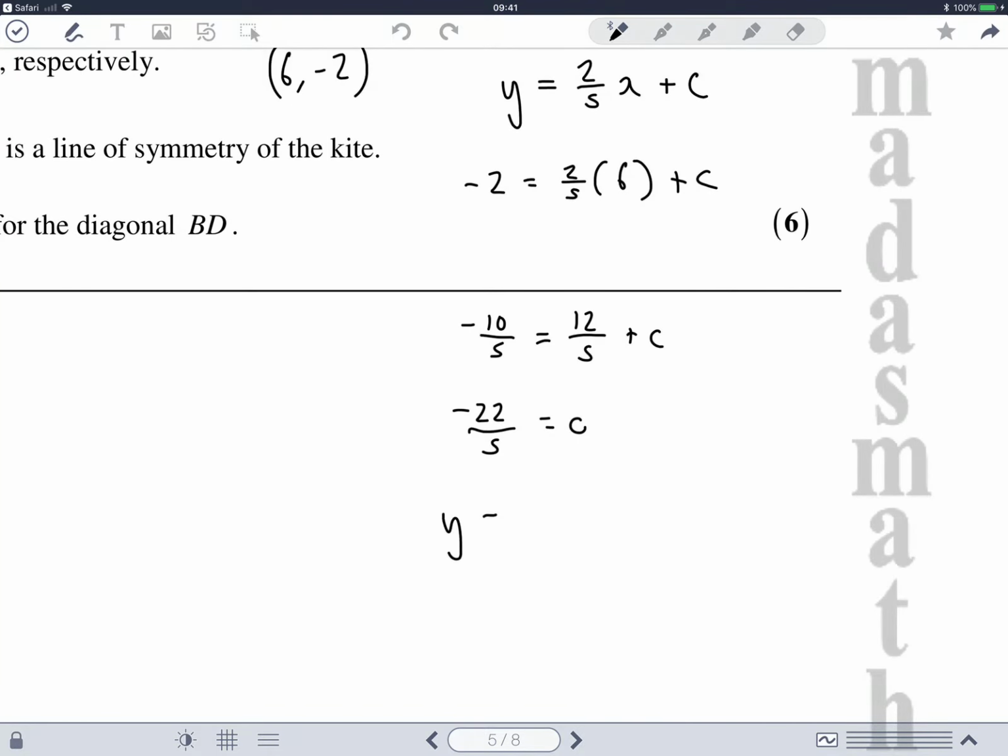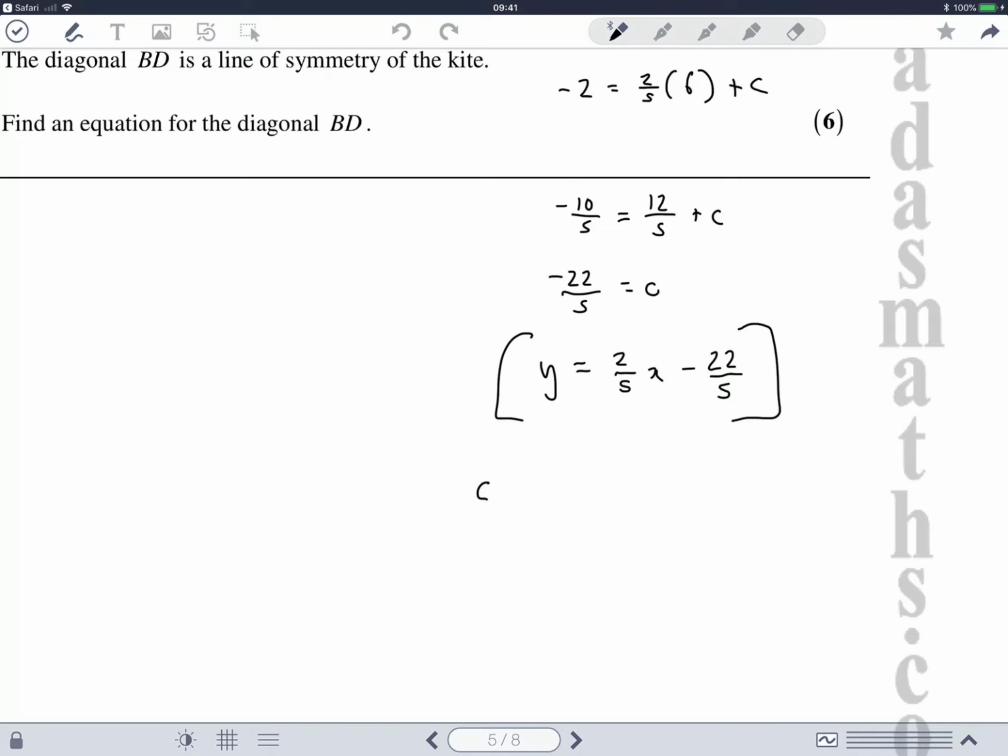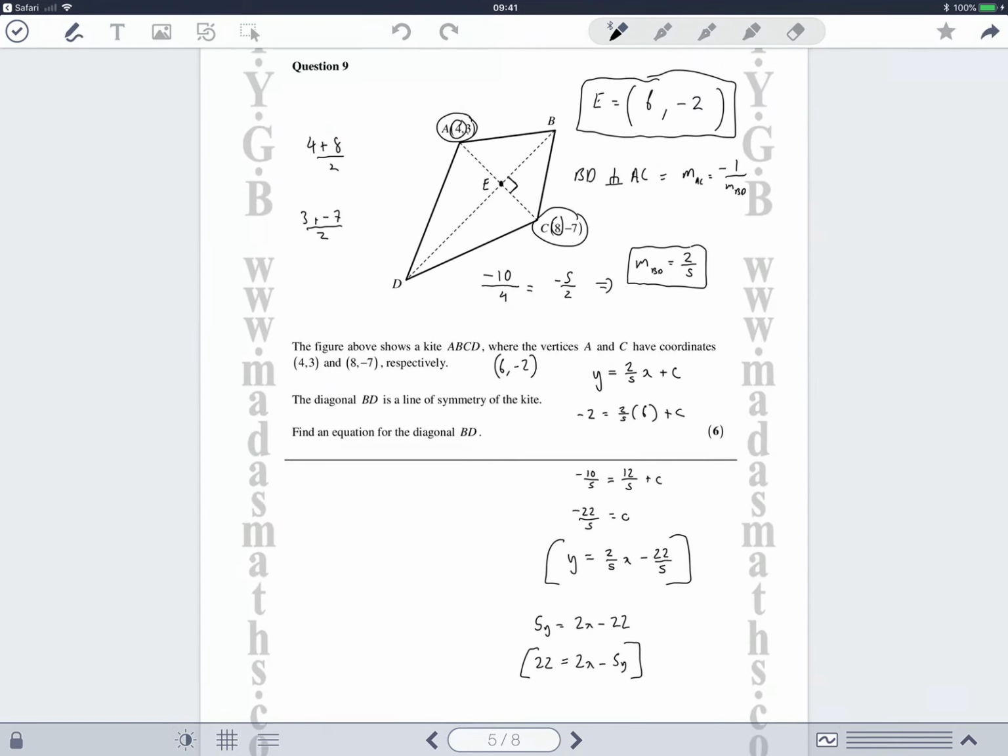So the equation of the line is y equals 2/5 of x plus c, which is -22 over 5. That's one way you could write it. Or you could times everything by 5 to get 5y equals 2x minus 22. And then if you minus 5y and add 22, you could write it as 2x minus 5y equals 22, or some multiple of that. It honestly doesn't matter. But either way, either this or this, they're both equivalent forms of an equation of a straight line.